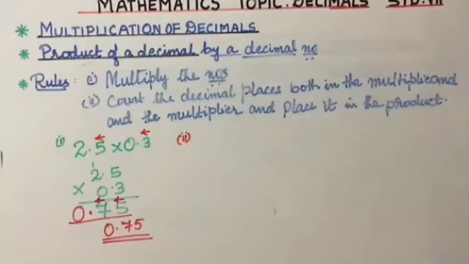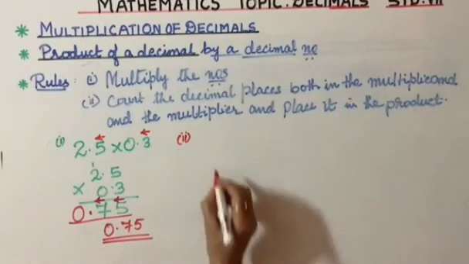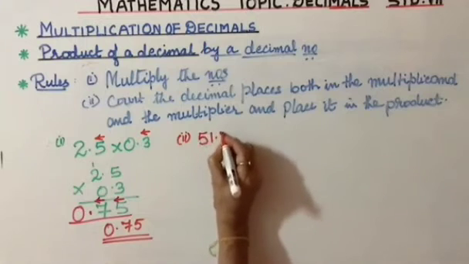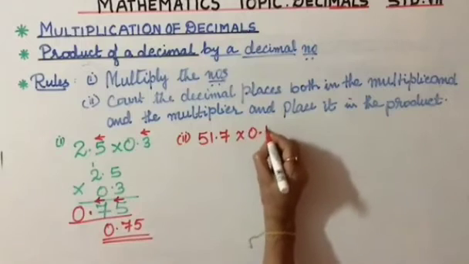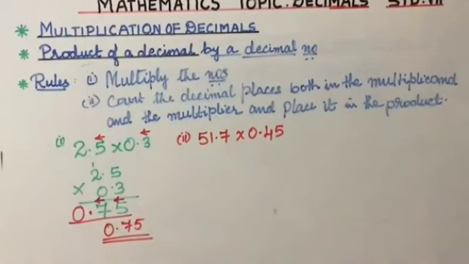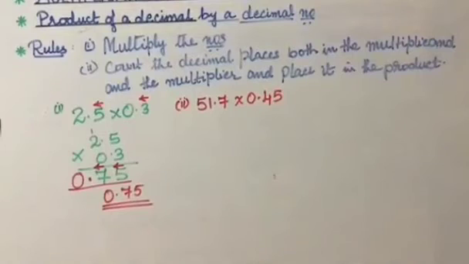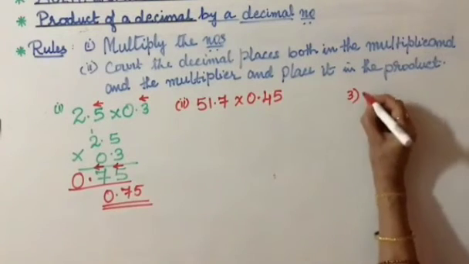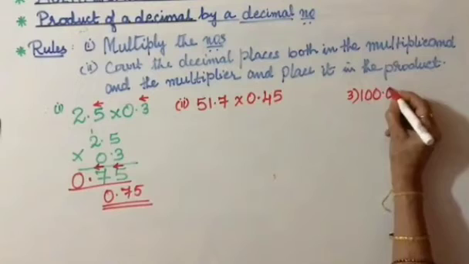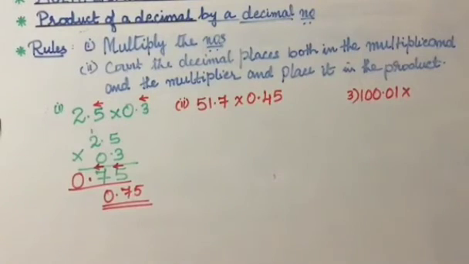Please do it. Try the next one. I have 51.7 into 0.45. Children, try. One more I'll give. After this, you can try the next one also. 100.01 into 1.1. That is 11. Try.